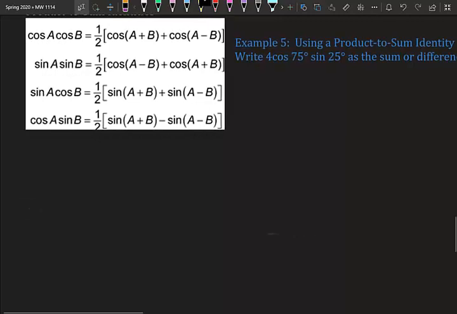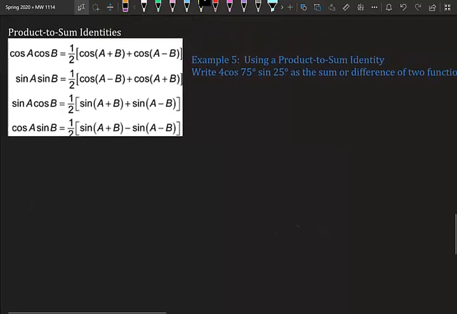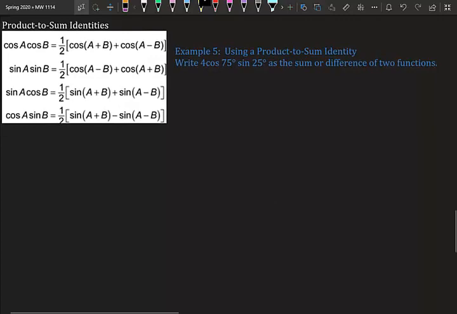More identities. Product to sum identities. So you can read the identities. I'm pretty sure by now you know how to pick and choose and when to use which identity. It's all the information you have. So let's write 4 cosine 75 sine 25 as the sum or difference of two functions. So let's pretend that 4 is not there. Let's just look at what we're given besides that factor 4.